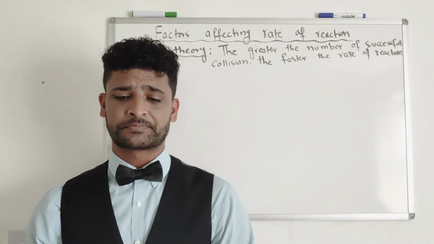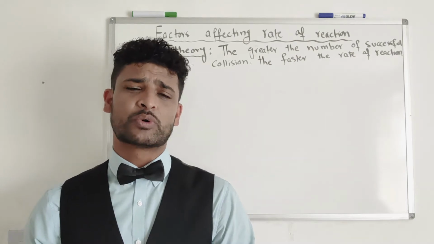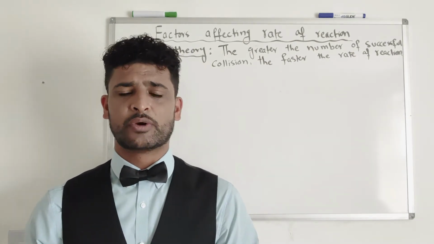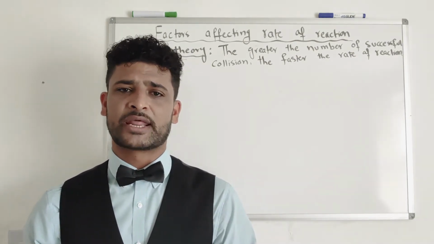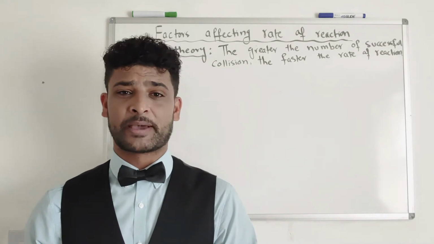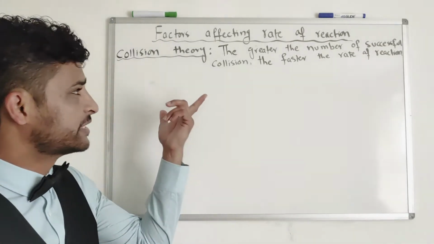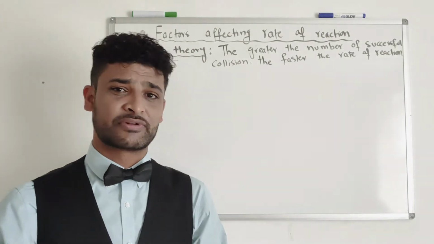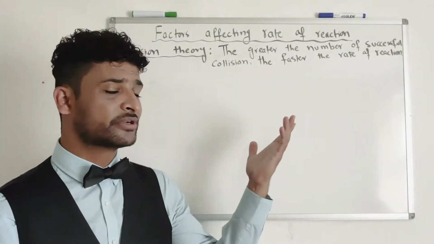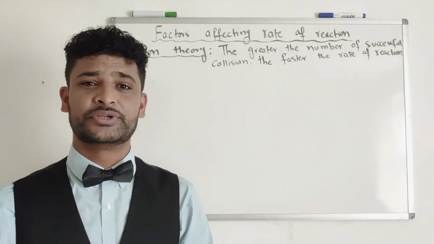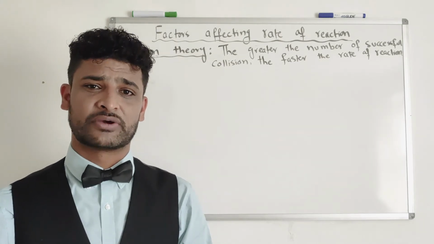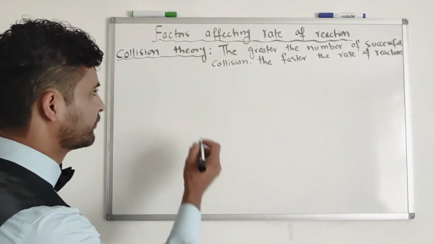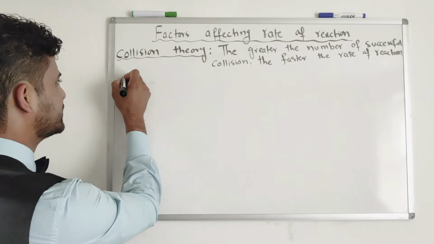the collision theory. Now, look, particles always collide with each other, and only a few collisions can actually make the chemical reaction happen. Collision theory says the greater the number of successful collisions, the faster the rate of reaction. So, for GCSE students, you need to learn the definition of collision theory. We're going to look at the first factor, which is temperature.